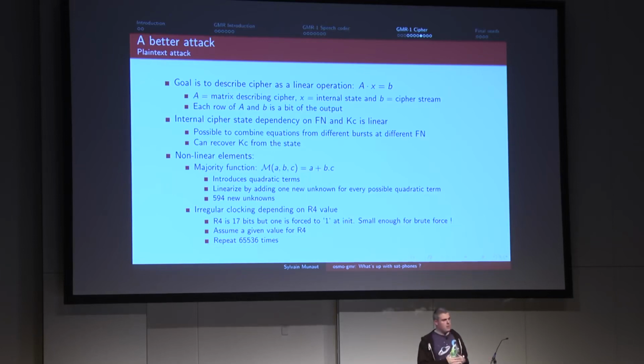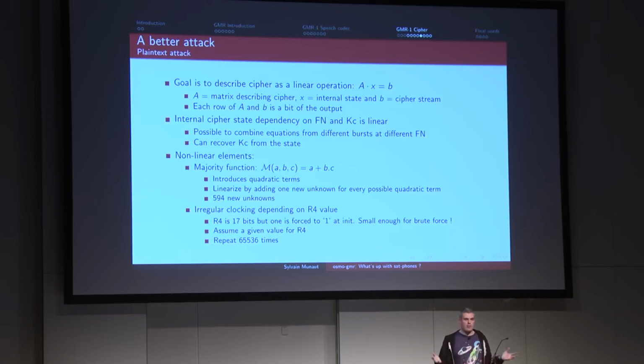And in those 17 bits, the initialization step actually forces one of those bits to 1. So there's only 16 bits that you don't know, which means there's only 65,536 possible clocking patterns for this cipher. And so the way we approach that is we just brute force it. You just assume that R4 is going to be equal to that value after the initialization, and you try to solve and crack the cipher using that assumption.